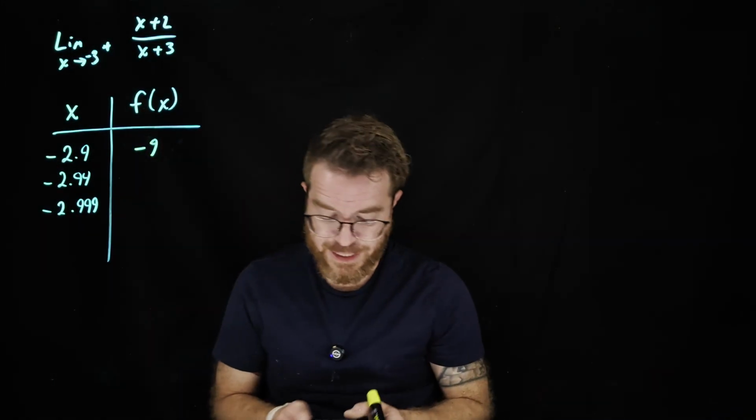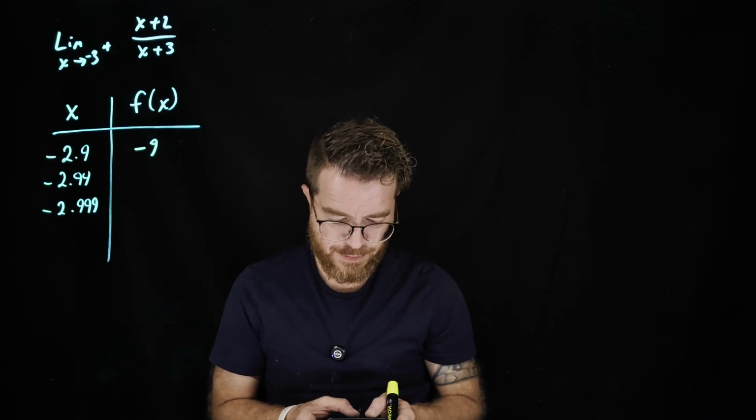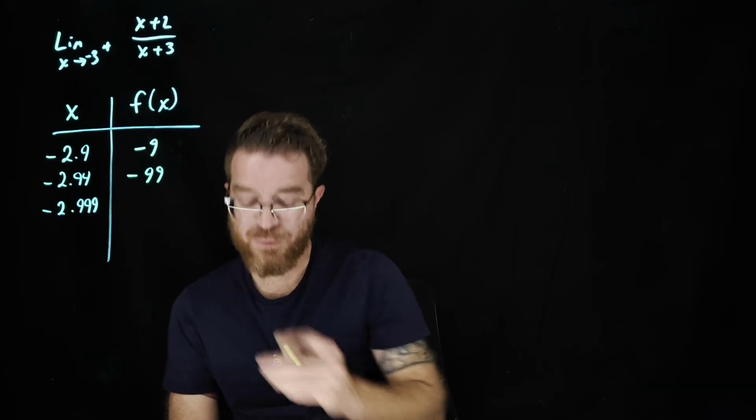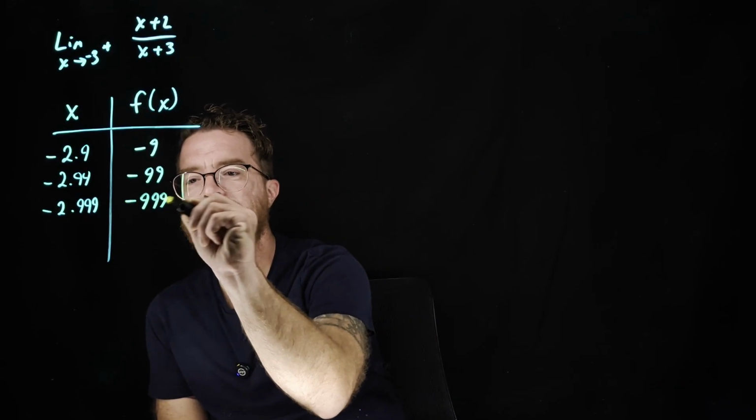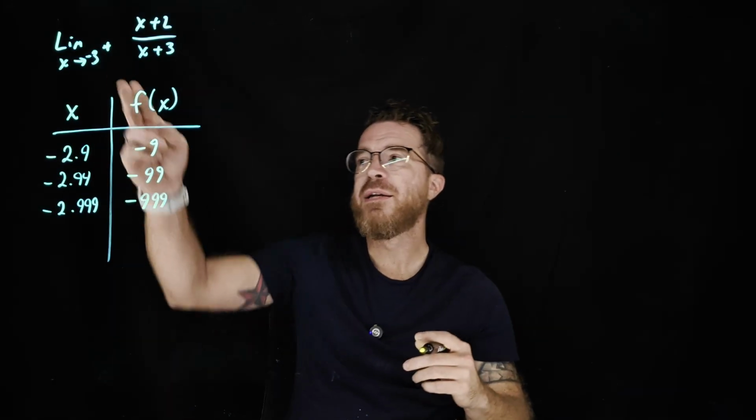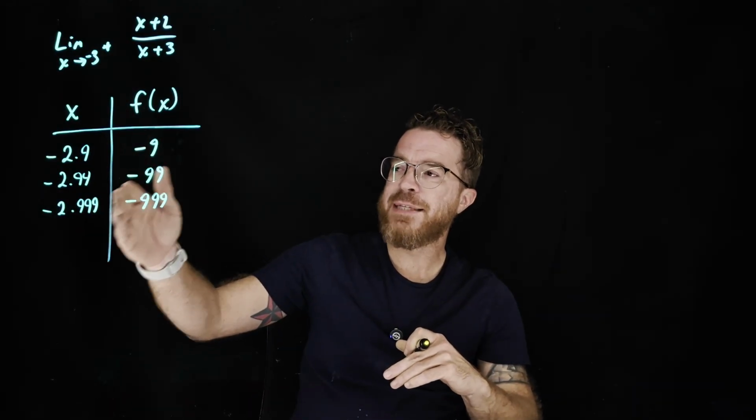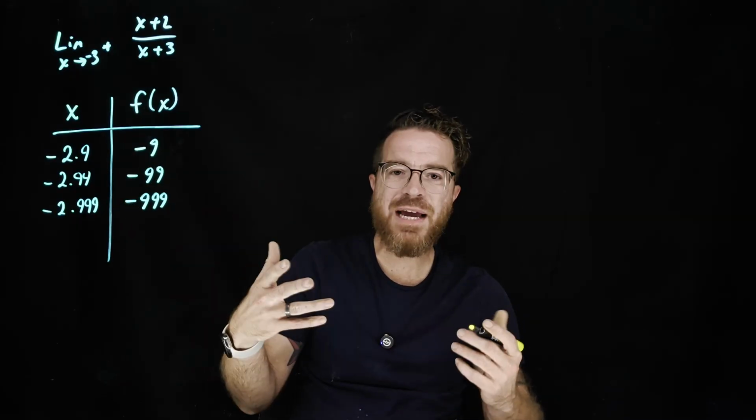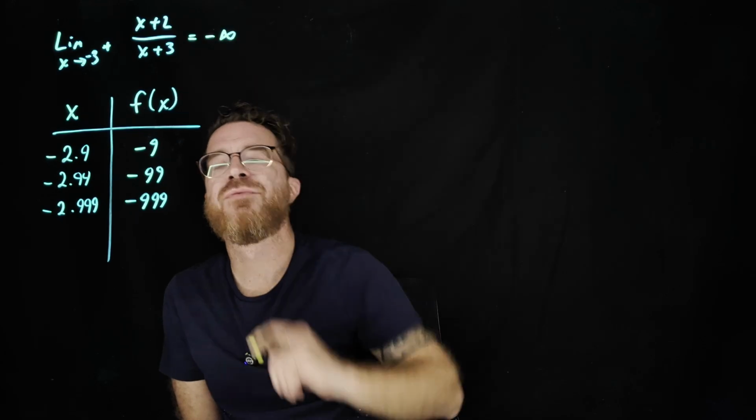And now I'm going to plug in -2.99, and I'm going to get -99. Now I'm going to plug in -2.999, and I get -999. So what's happening as we're getting closer and closer to -3 from the right side? Well, as I get closer and closer, it's getting bigger and bigger, but in the negative direction. Meaning that if I had to figure this out, I would say that this is going to negative infinity.